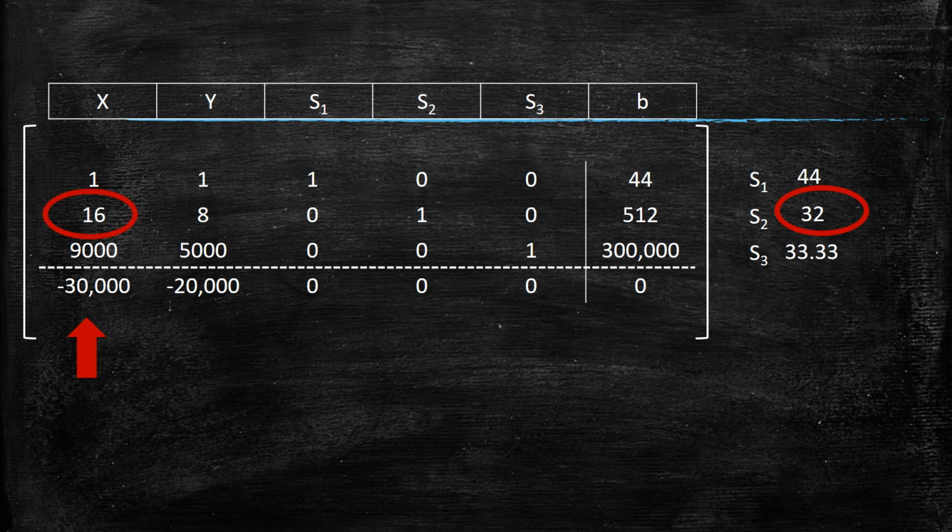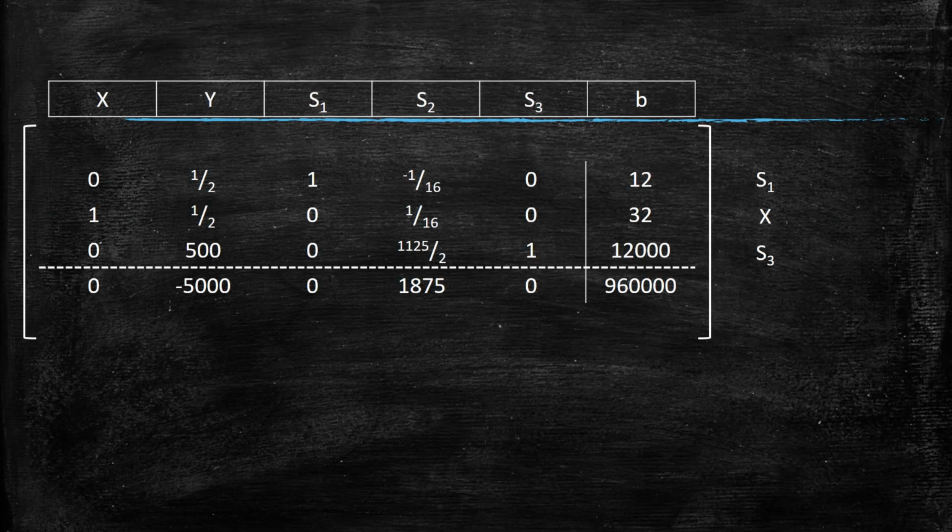Knowing the pivot number, we use Gaussian elimination to make the pivot number equal to 1 and the rest of the numbers in the pivot column equal to 0. At the same time, we replace the associated variable on the side with the pivot column variable. The process is repeated until there are no negative values in the bottom row of our matrix.